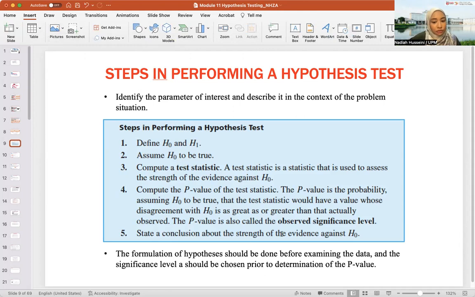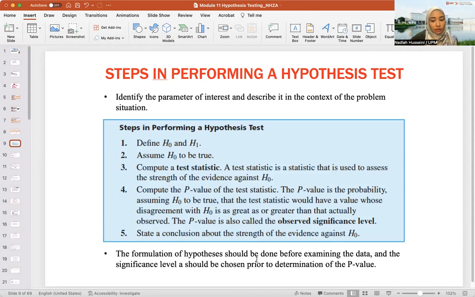State a conclusion about the strength of the evidence against H-naught, and we've seen this. If the p-value is less than 5%, then we would say that we are rejecting H-naught. This is what we said earlier. But we will see that 5% is not the only level that we can look at. We can have several levels, and we'll talk more on that later on.